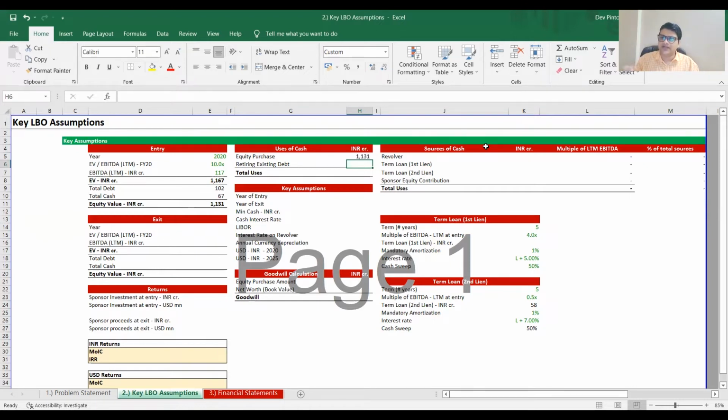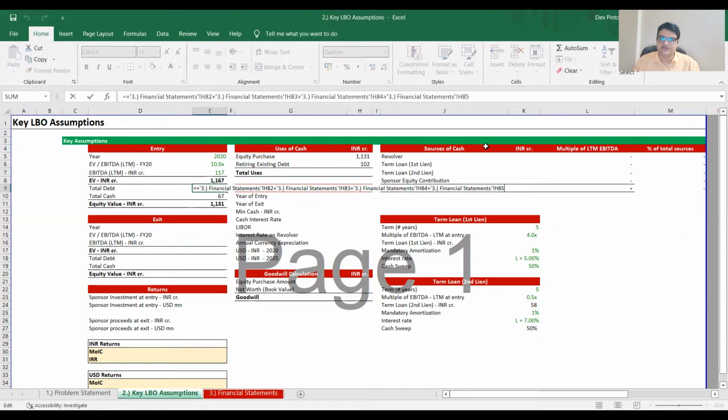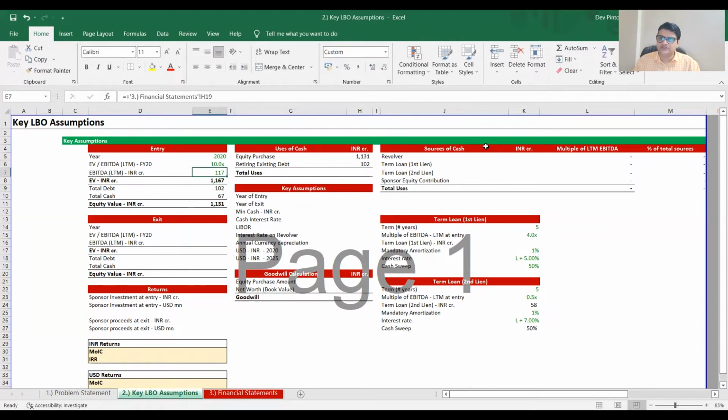So in addition to raising money to buy out this company, we're going to need to raise additional money to pay down the debt of this company. So retiring existing debt will be this amount, the total debt on the books of the company just before we buy it. So the total uses of cash will be nothing but this plus this.